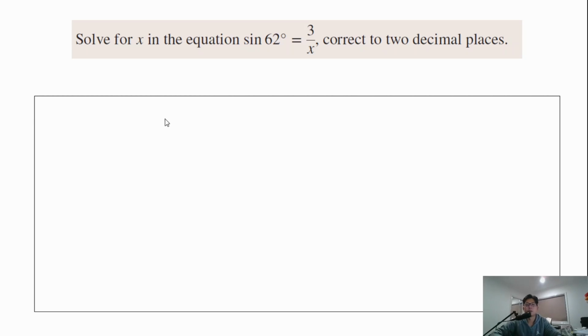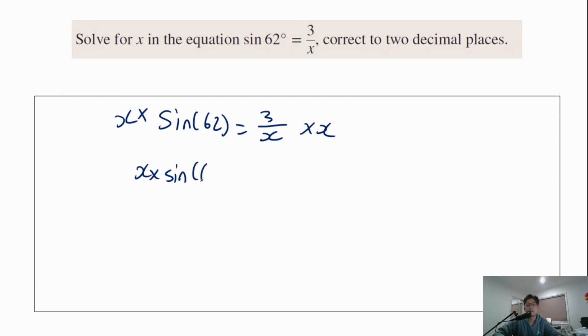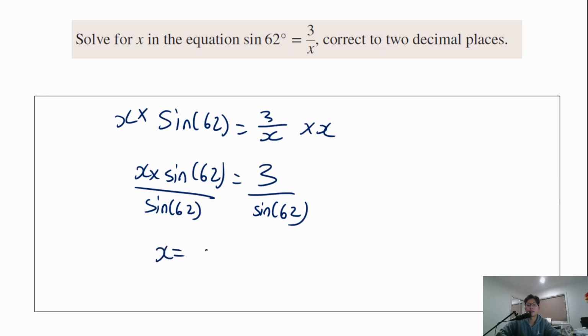Alright, so let's start this question off by writing the question down. If I can get it right. Sine 62 equals 3 over x. Yep. And now let's just rearrange it, multiply both sides by x. That gives us x times sine 62 equals 3. And now we're going to divide both sides by sine 62. And that gives us x equals 3 over sine 62.